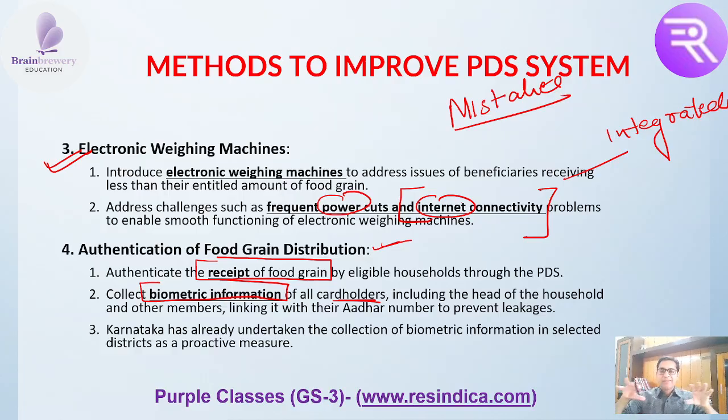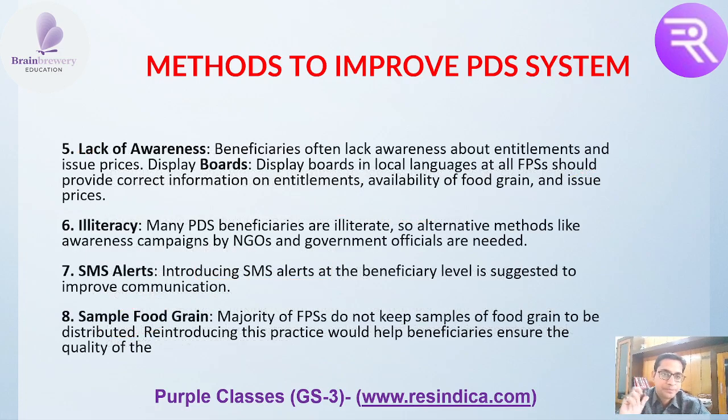So everything has to be linked with the Aadhaar card, and this Aadhaar linkage and this receipt process will help in preventing the leakages. Karnataka has already done this, for example, in how they are utilizing the biometric information, and this is one of the proactive measures that they are utilizing for it.